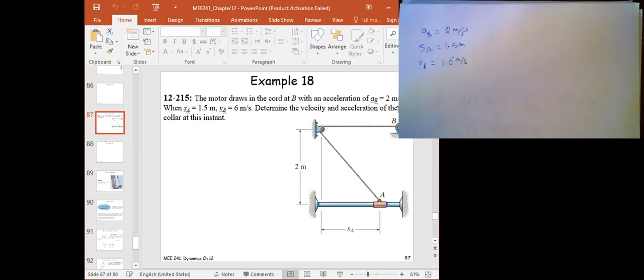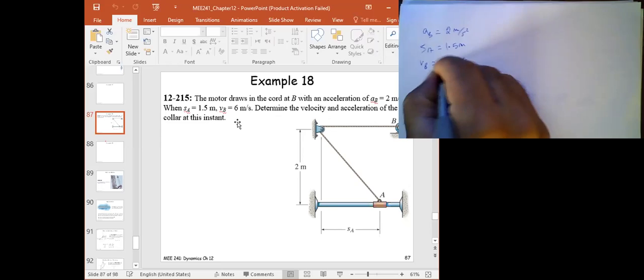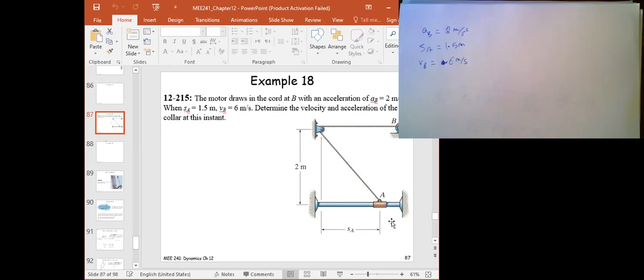So a point B on the cable is moving with an acceleration of 2 meters per second squared, and we need to find the velocity at A. So we need to find the velocity and acceleration of the collar. Is VB 1.6 or 6? 6, I'm sorry, VB is 6. So the acceleration of B is 2, and the velocity at B is 6. We know length SA is equal to 1.5. So how can I find the velocity and acceleration of A?